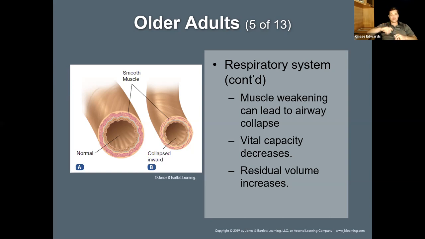Possibly referring to carbonic acid. So the carbonic acid goes up, and that's what causes your acidosis.